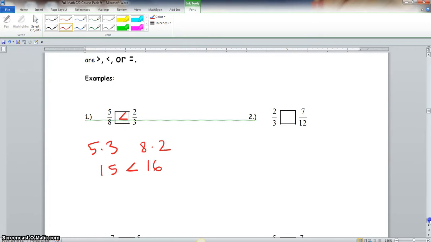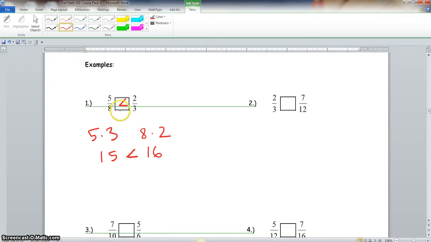Now, I'm not going to do this in every problem, but I'm going to show you that this works by first finding the least common denominators. The least common denominator of 8 and 3 is 24. Now we know that 8 times 3 is 24, so we'll multiply the numerator and denominator by 3. That would give us 15 over 24. And then here we will have to multiply the numerator and denominator by 8. So 8 times 3 is 24, 2 times 8 is 16. And we know 16 over 24 is greater than 15 over 24. So as you all can see, this method works.